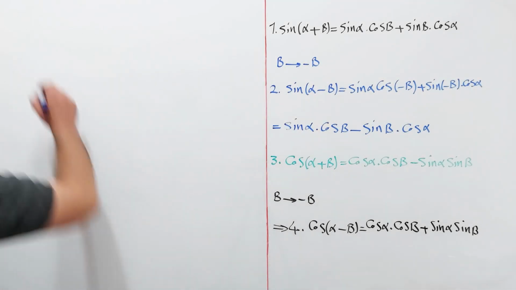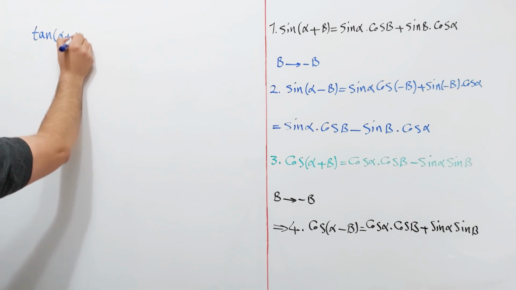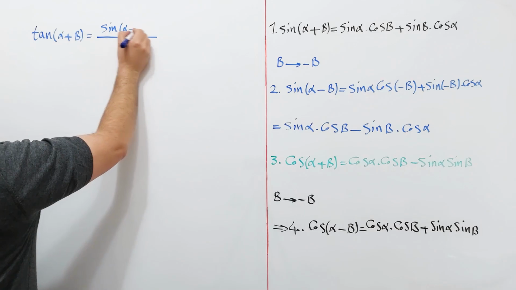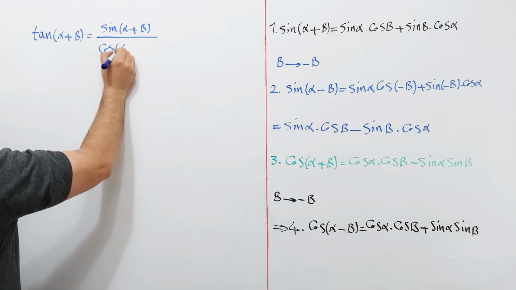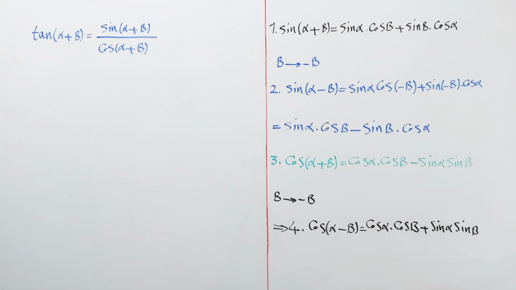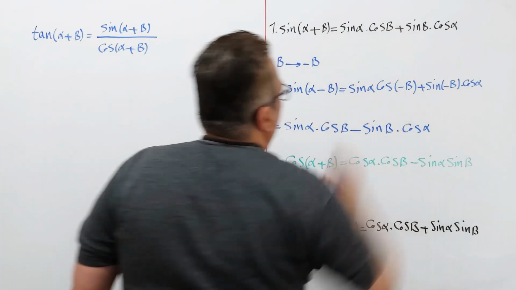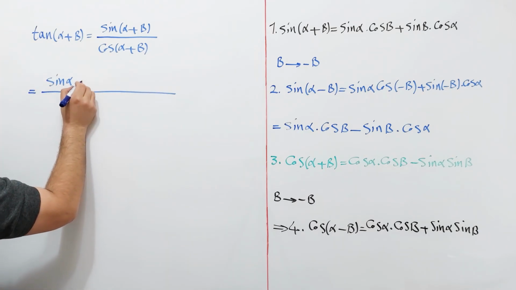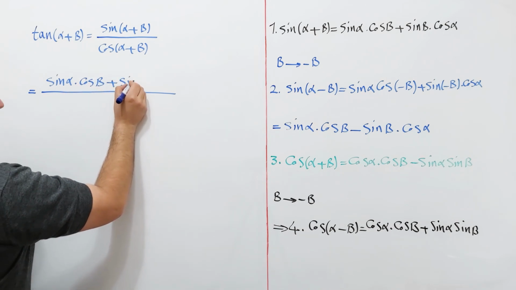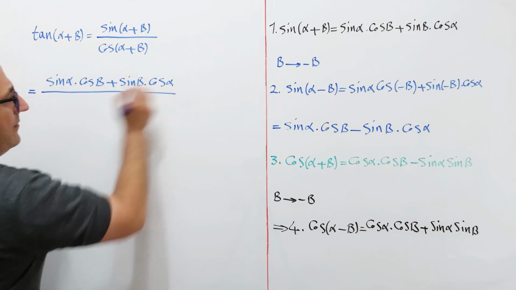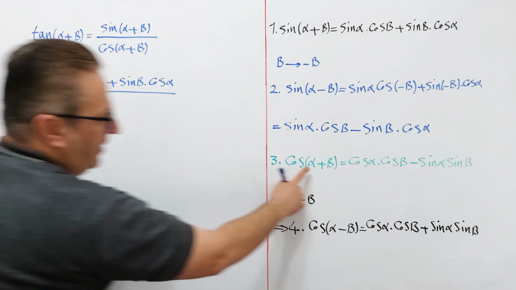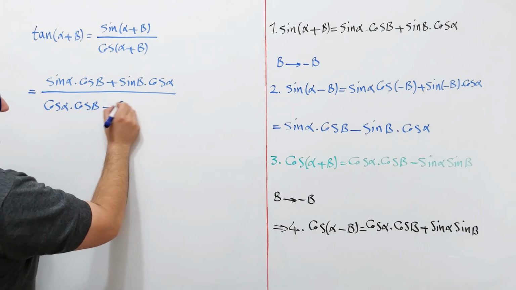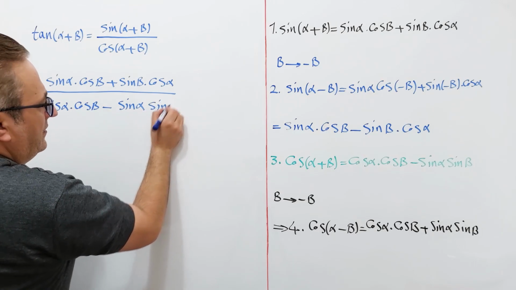So let me explain about tangent of alpha plus beta. Tangent alpha plus beta is equal to sine of alpha plus beta divided by cosine of alpha plus beta. And we know that sine of alpha plus beta is equal to sine alpha times cosine beta plus sine beta times cosine alpha, divided by cosine alpha plus beta, which is cosine alpha times cosine beta minus sine of alpha times sine beta.